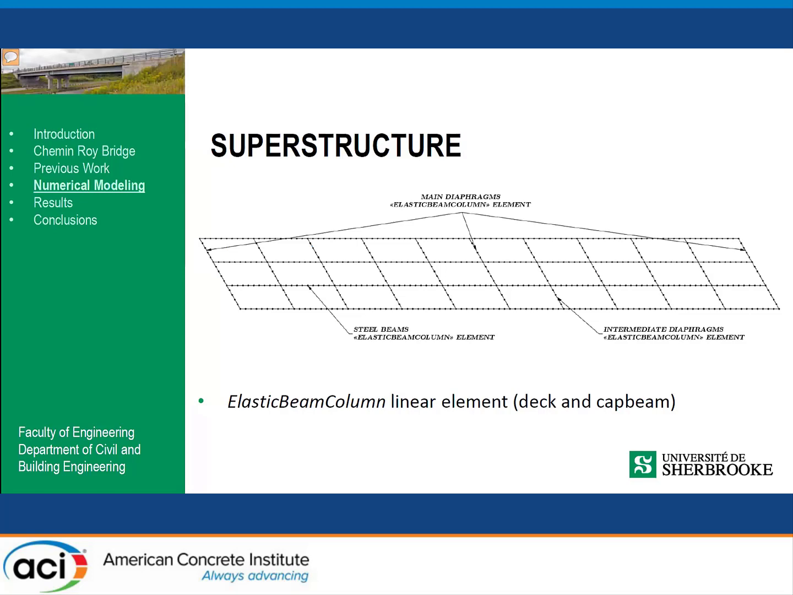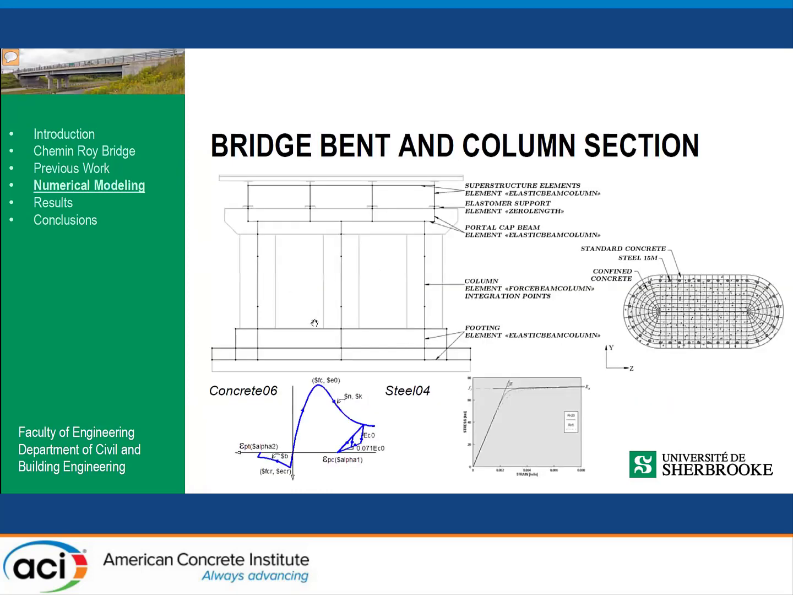The superstructure was modeled using a grid of nodes connected by linear elements of the elastic beam-column element type. It allows for a realistic distribution of the rigidity of the beam and diaphragm that are combined with the slab. The nodes were positioned vertically at the centroid of the composite elements formed by the beams, the asphalt, and the slab. So it implies that the masses of all these elements are included in the model. Here you have the bridge bent.